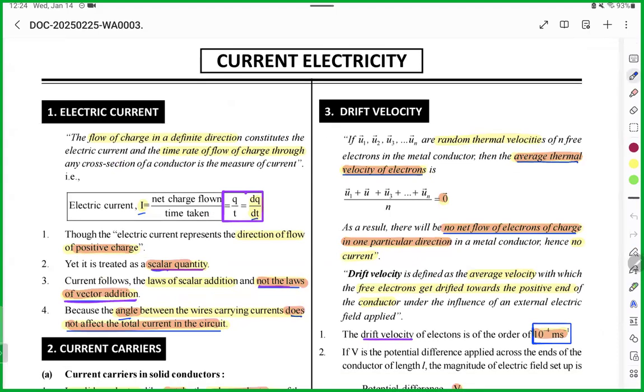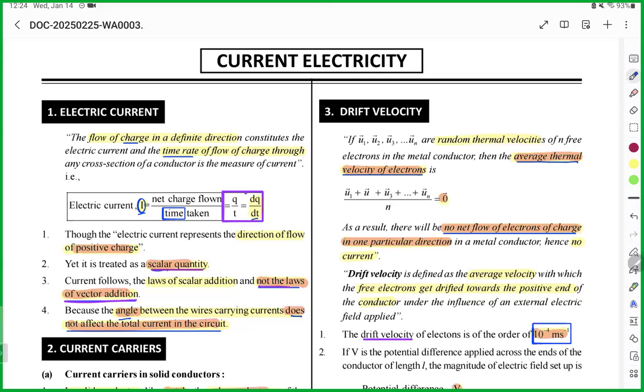So, current: how much charge flows in a given time? Remember, time rate is important. Time rate means you have time in the denominator. Whenever you hear the term rate, it means you take time in the denominator. So current will be charge upon time.